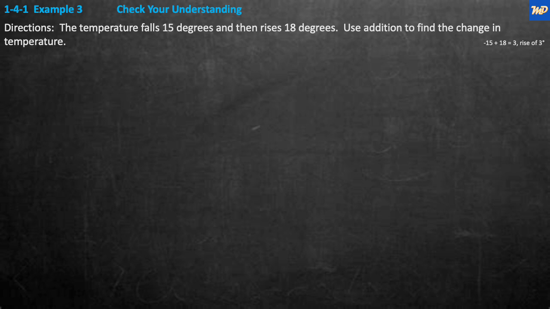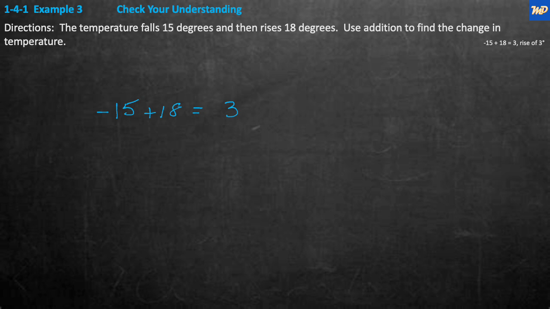Okay, I'm going to assume you've done that and you've come back and we're going to work on it together. So the temperature falls 15 degrees. So right off the bat, I'm going to say falls 15 degrees. Okay, minus 15. It doesn't say where we started from. They don't care where we started from. And then it rises 18 degrees. Well, that means plus 18 degrees. So what does that equal? Well, these are opposite, right? So we subtract the absolute values. 18 minus 15 is 3.